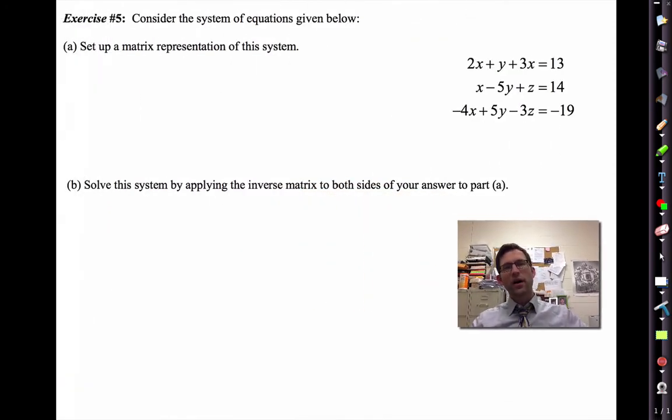Okay, so now we're going to come back to the most important thing, in my humble opinion, about matrices. Matrices allow us, especially when we have technology, to solve systems of equations regardless of how many equations and unknowns that we have. All right, so we are right back to where we began in the last lesson. It says set up a matrix representation for this system. So here we go. 2, 1, 3, those are the coefficients. 1, negative 5, 1, coefficients. Negative 4, 5, negative 3.